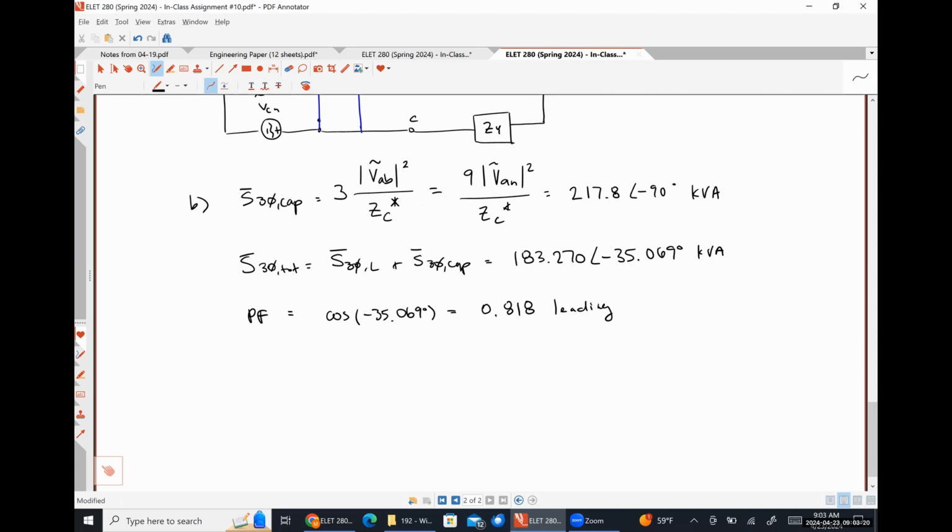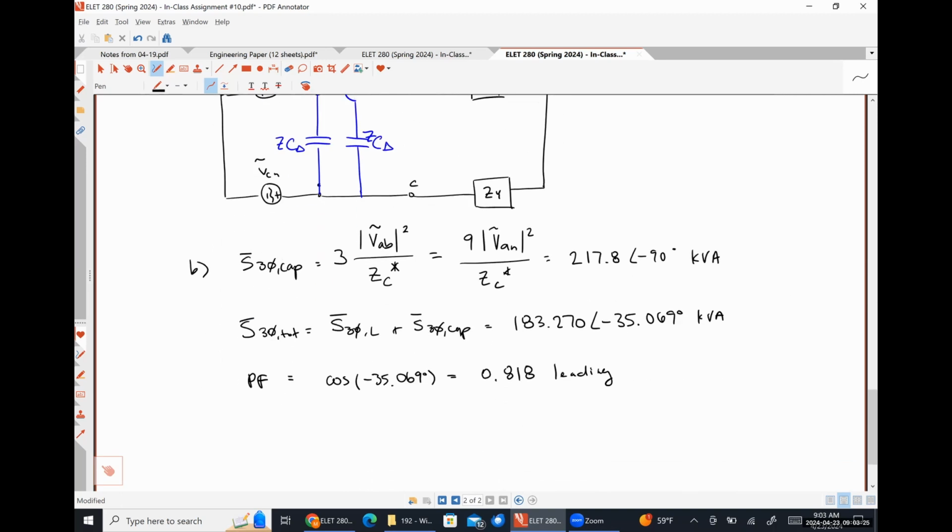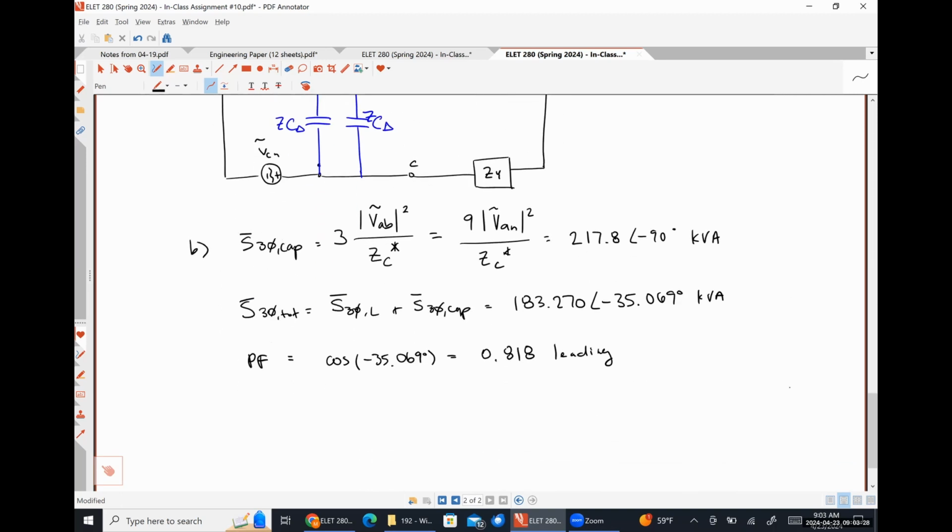So let me ask you guys a question. Which configuration here, based purely on the impedance that we were given, does a better job of correcting our power factor? Y connected gets us closer to 1. Both of them technically correct our power factor in as much as the power factor changed from 0.8 to a number that's greater than 0.8. But the Y connected configuration happens to get us much closer.